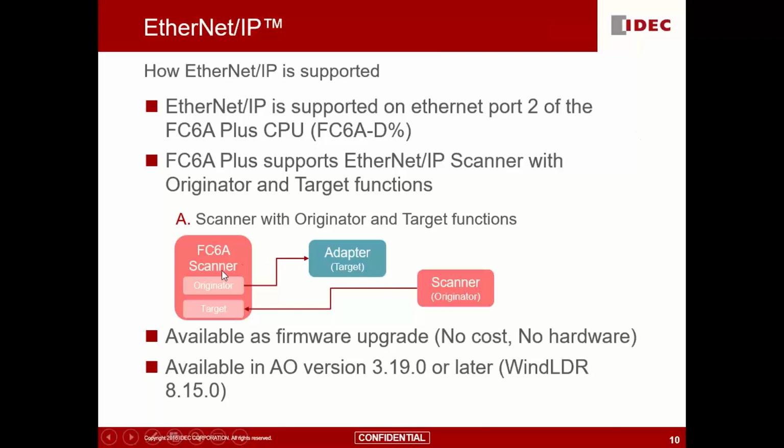So what this means is that our FC6A can talk to a motor or VFD, and at the same time talk to, let's say, an Allen Bradley controller. Okay, so this is what this drawing is. It's available as a firmware upgrade, so there's no additional cost, no additional hardware you have to deal with. Okay, it's all free. It will be available in AO version 3.19.0 or later, which is in WinLadder 8.150.